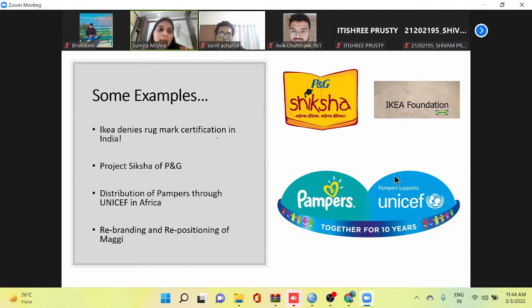So IKEA denies drug mark certification in India. So in the Indian subcontinent, this was the stand of IKEA. Project Siksha of Procter and Gamble, again an Indian-run initiative. Distribution of Pampers through UNICEF in Africa. Rebranding and repositioning of Maggie, again in India. So these had their own limitations, and they were taken care of by the zonal heads, by the tactical heads of particular regions for these companies. So these were some boundary conditions for the middle line.